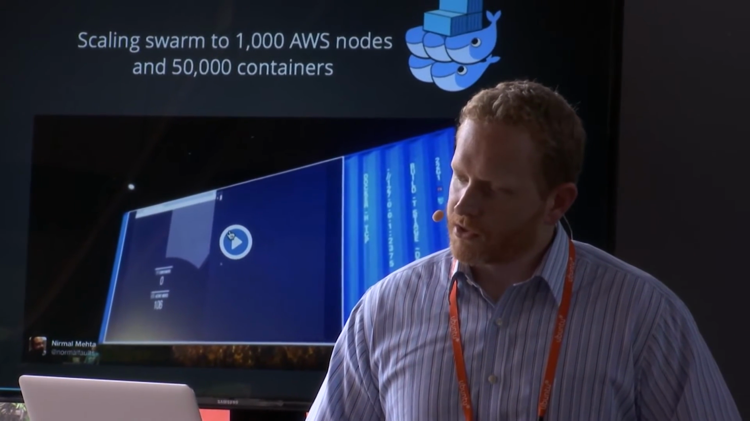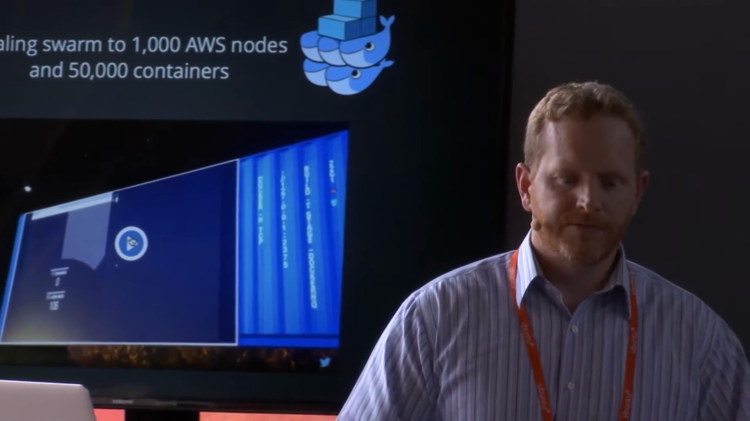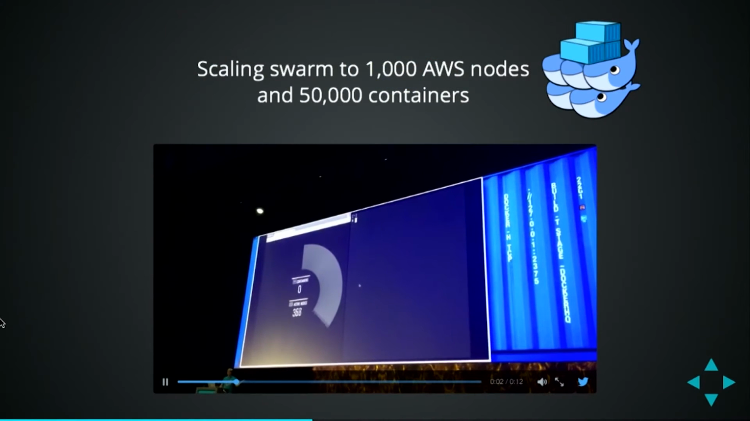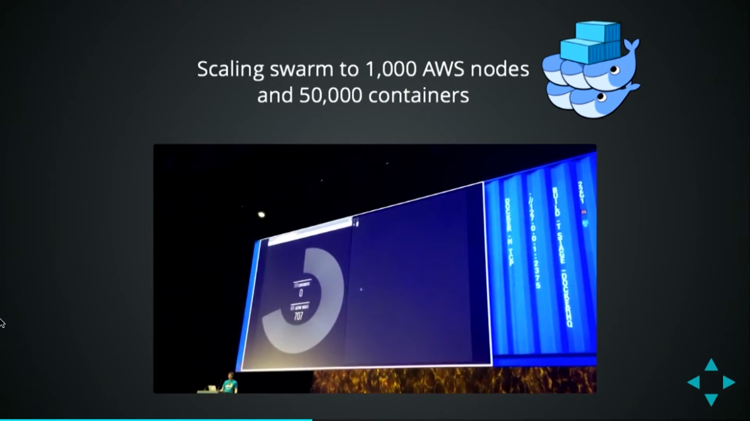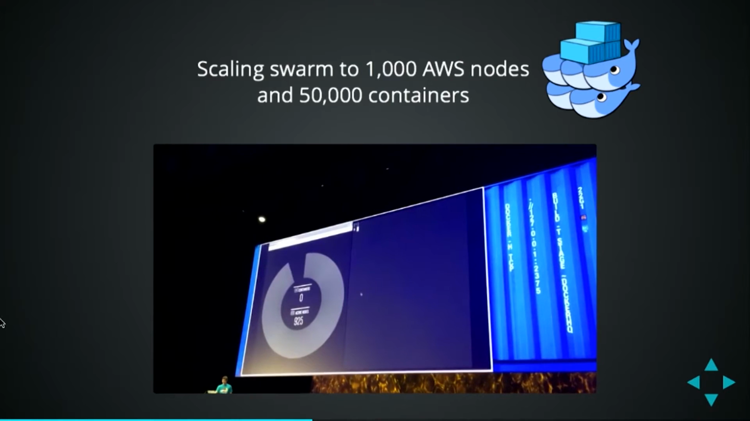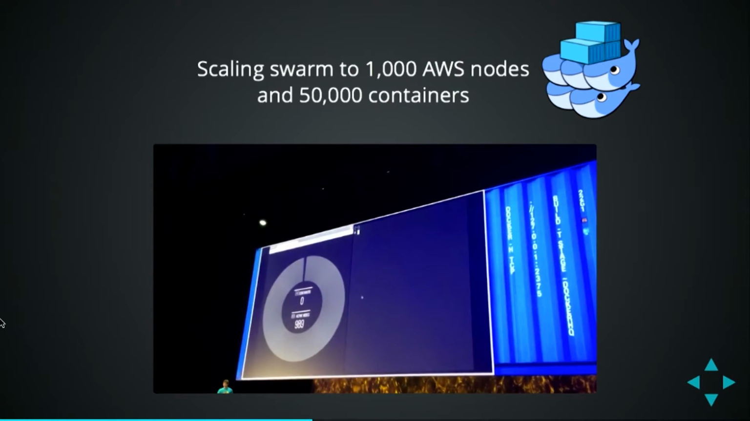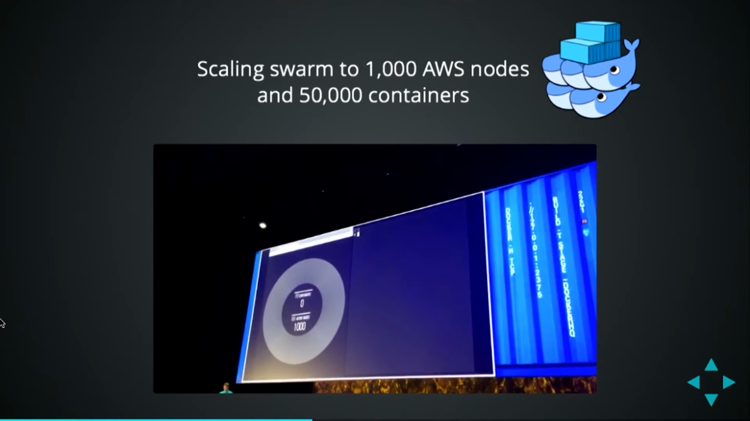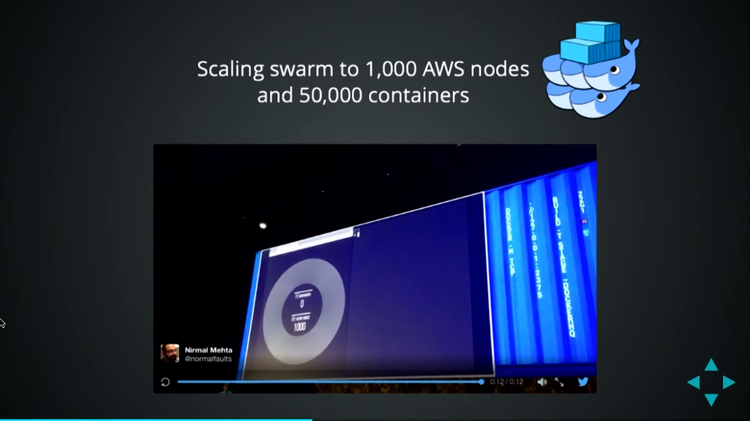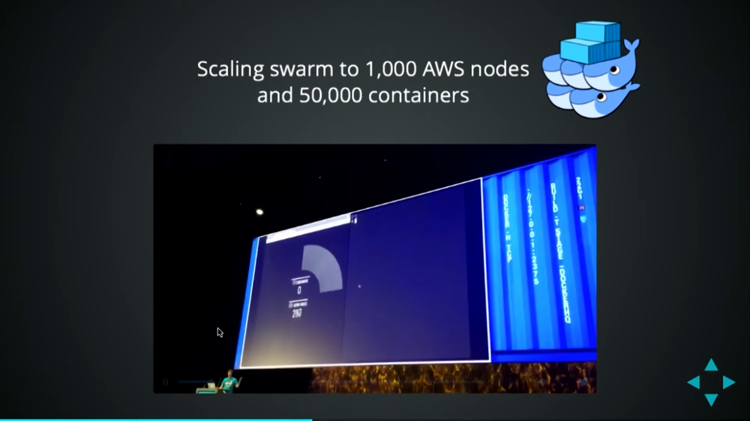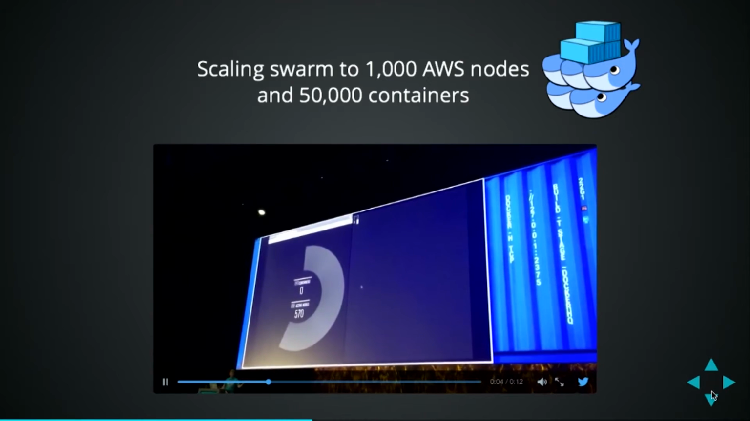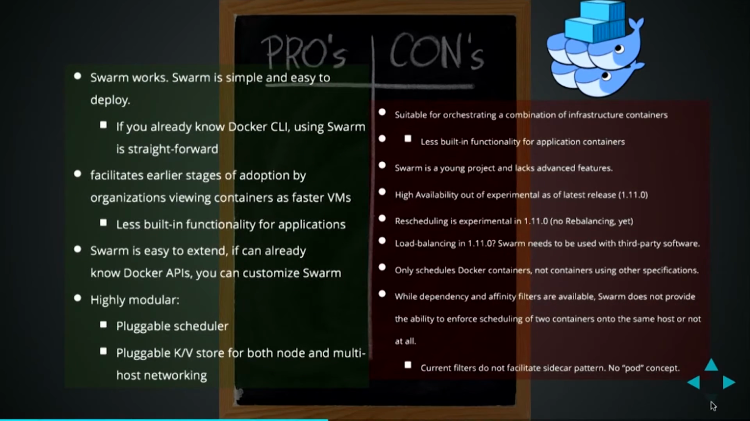I do have a quick note. I was out at DockerCon EU, and there was an impressive display of scale shown at the conference. Mind you, this was a few months ago. But what you're seeing here is 1,000 EC2 nodes on AWS being spun up and joined to a singular Swarm cluster, which is a pretty impressive feat. Directly after this, there were 50,000 containers scheduled across those 1,000 nodes. So when we talk about scale, it's an impressive thing.